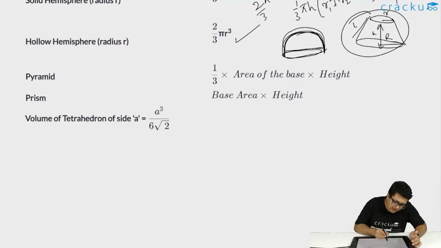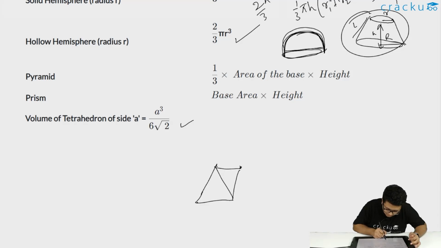A tetrahedron is basically a solid with all four sides as triangles. So a tetrahedron would be something like a triangle here, and then there is a point here, and all of that is connected. So it's basically four sides of triangles, and if it's an equilateral tetrahedron where each side is a, the volume of it would be a cubed by 6 root 2.